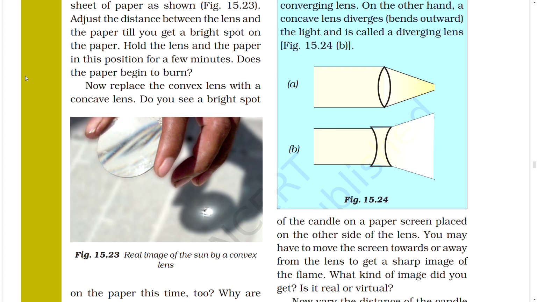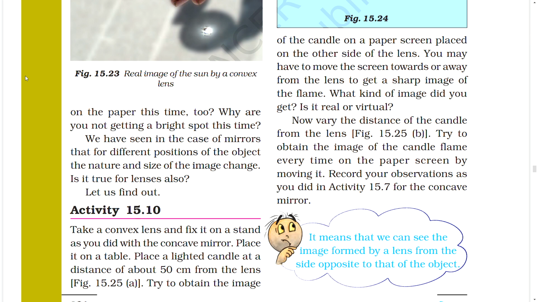Try to obtain the image of the candle on a paper screen placed on the other side of the lens. You may have to move the screen towards or away from the lens to get a sharp image of the flame. What kind of image did you get? Is it real or virtual? Now vary the distance of the candle from the lens. Try to obtain the image of the candle flame every time on the paper screen by moving it. Record your observations as you did in the activity for the concave mirror. It means that we can see the image formed by a lens from the side opposite to that of the object.